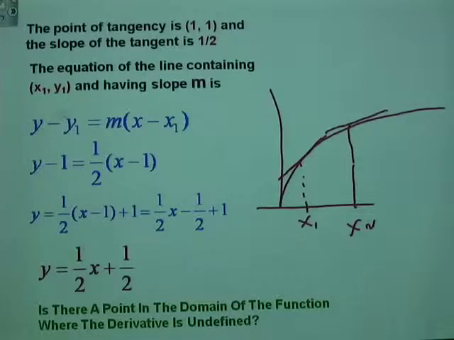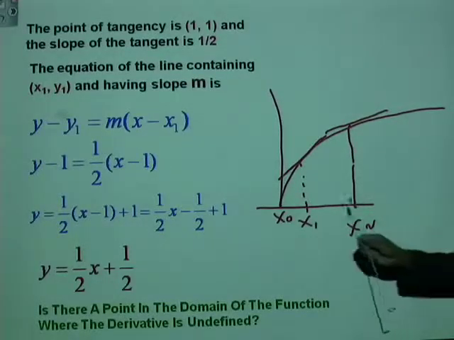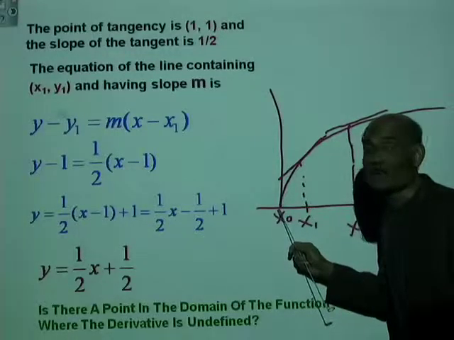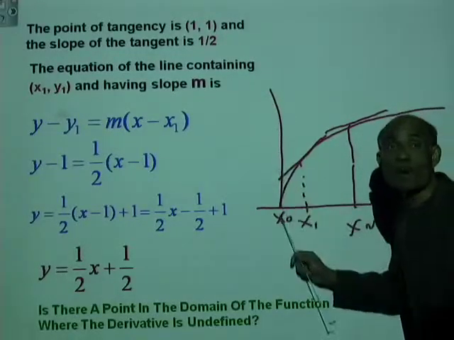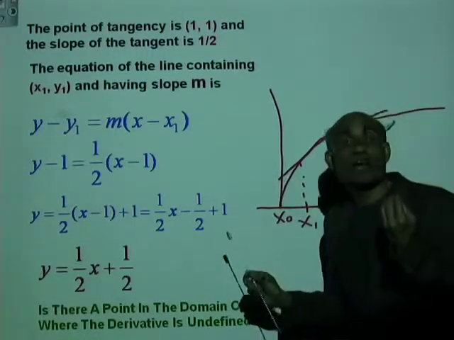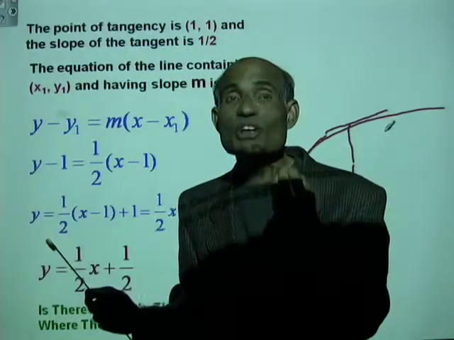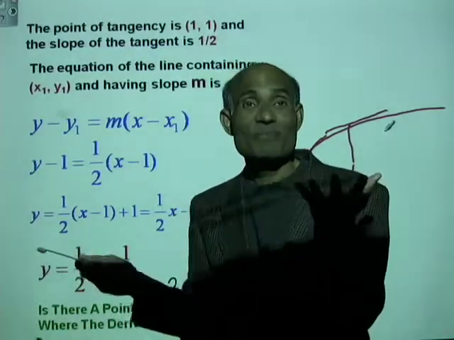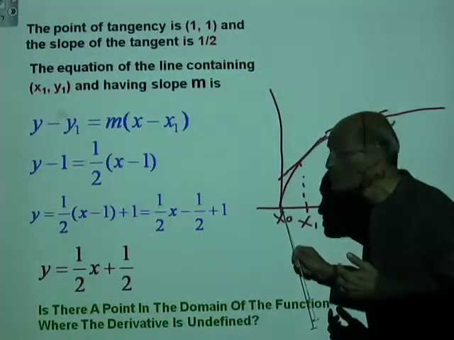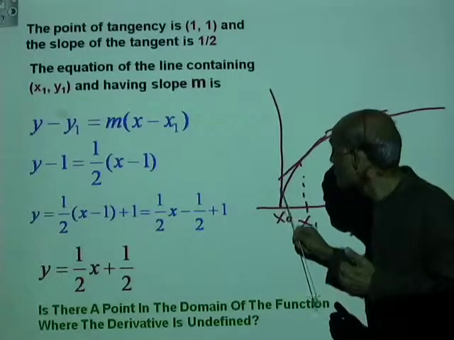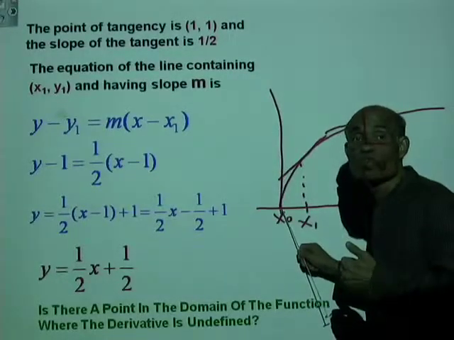Now tell me, what is the derivative at x equal to 0? What is the derivative of this function at x equal to 0? What will be the tangent line here? You can see the tangent line is actually the y-axis. It is a vertical line. What is the slope of a vertical line? The slope of a vertical line is undefined. Is that right? Therefore, the tangent to the graph of y equal to square root of x at x equal to 0 is a vertical line, and the derivative is undefined there.